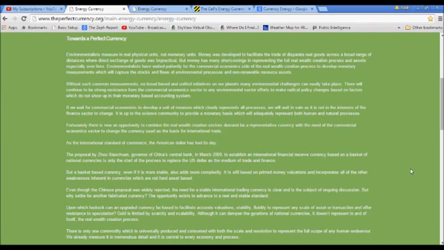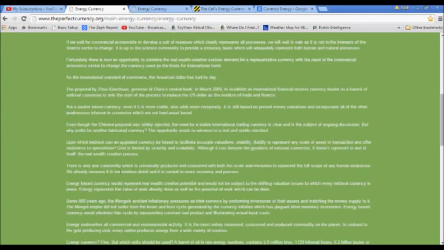Gold is limited by scarcity and scalability, although it can dampen the gyrator, blah, blah, blah. There's only one commodity. Let's just get to the point. There's only one commodity which is universally produced and consumed with both the scale and resolution to represent the full scope of any human endeavor. We already measure it in tremendous detail, and it is central to every economy and process.